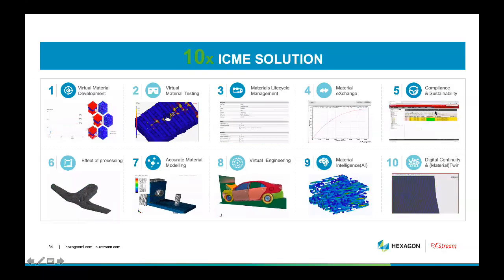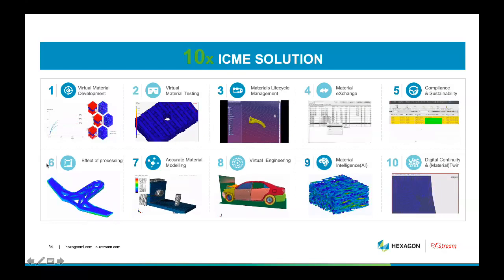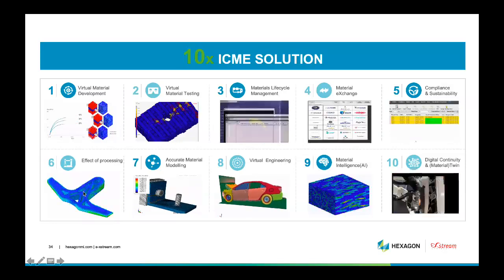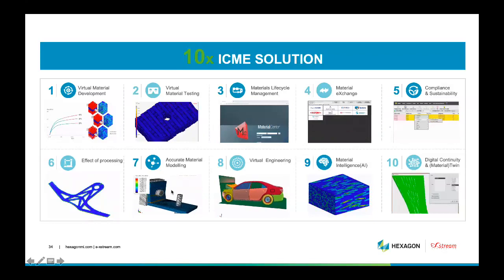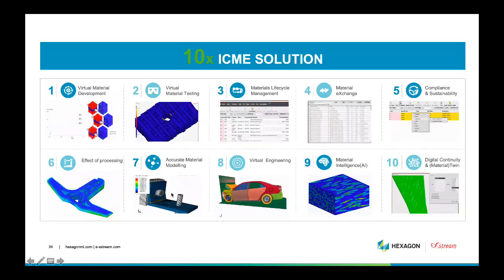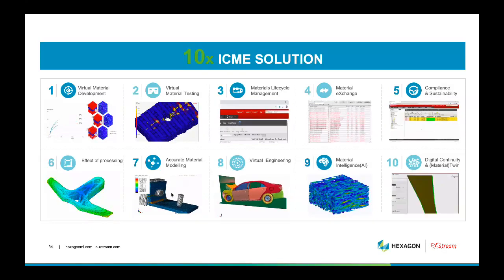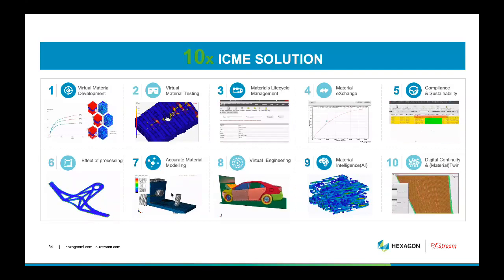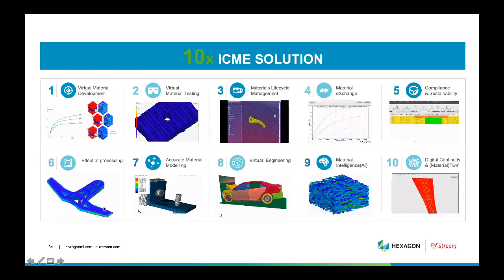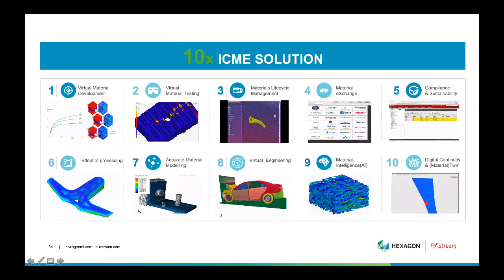Compliance and sustainability. The effect of processing, this is something that I talked about a lot. Accurate material level modeling at every level. So you have a part, or different parts, which are made with different materials, and maybe each one of them is manufactured by a different process. You have metals, with plastic, with composites, etc.